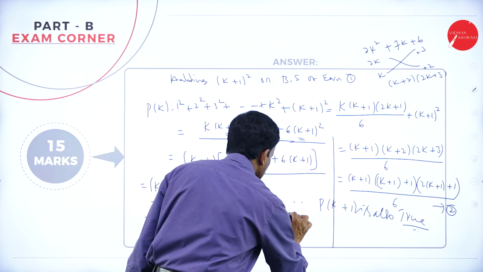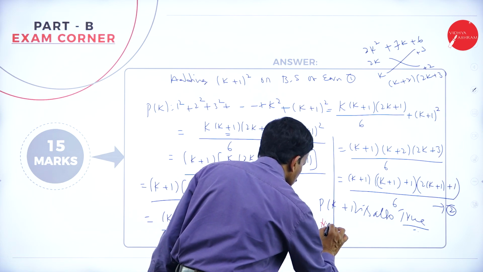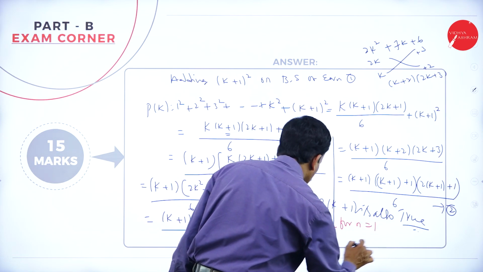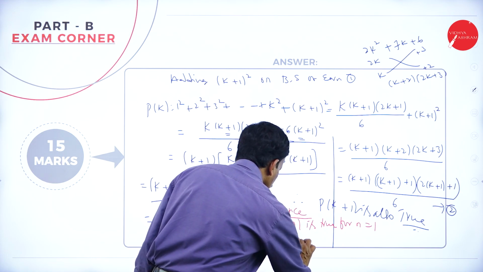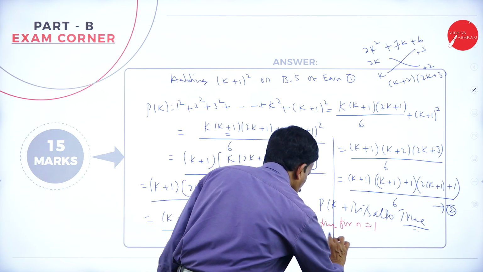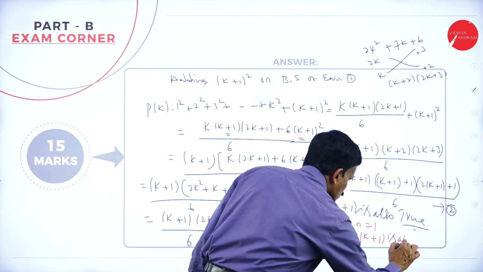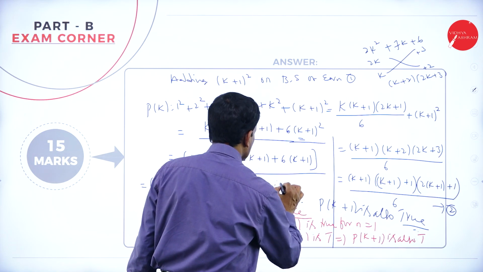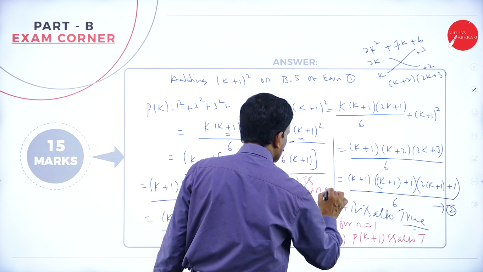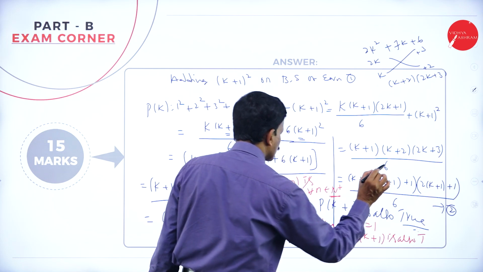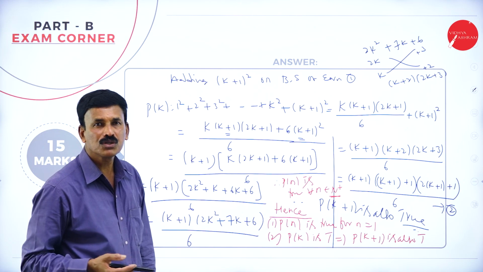Hence, by induction, P of n is true for n is equal to 1. And the second one, P of k is true implies P of k plus 1 is also true. Therefore, what is the conclusion? P of n is true for all n belongs to N plus.